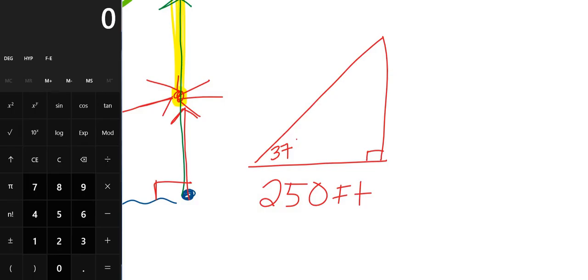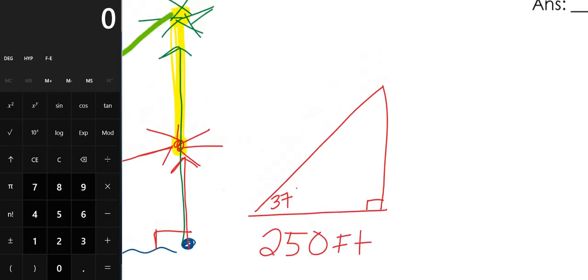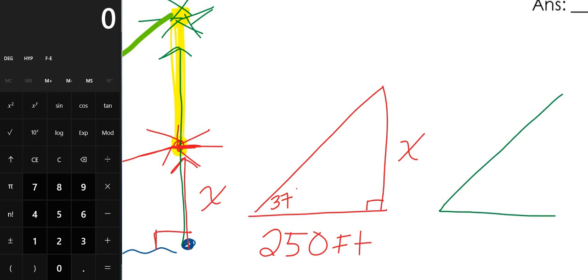Okay, so we want the vertical distance between the two fireworks. However, what I want to do first is maybe figure out, well, what's just the vertical distance from the launch point to the first set of fireworks? I'm going to call that X. Okay. Now the second triangle, I'm going to break that one out. Actually, I should probably make it a lot taller.